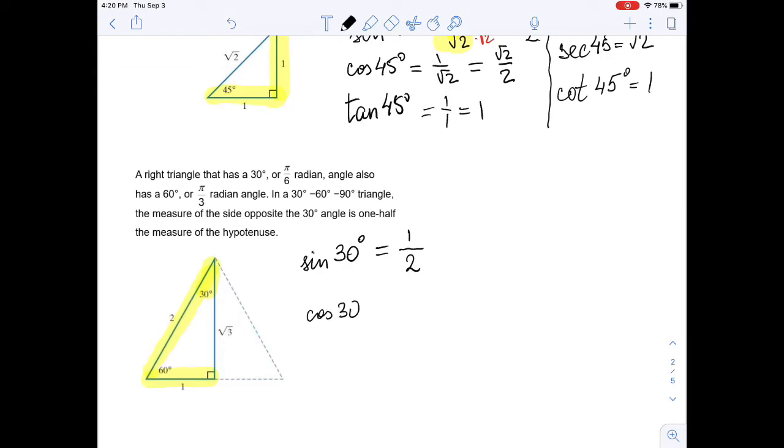Cosine 30 degrees is a quotient of the length of the side adjacent to this angle to the length of the hypotenuse. Radical 3 over 2. And tangent 30 degrees is a quotient of the length of the side opposite to the angle and the length of the side adjacent to this angle. So it's 1 over radical 3. Let's rationalize the denominator by multiplying denominator and numerator by radical 3. So it's radical 3 over 3.